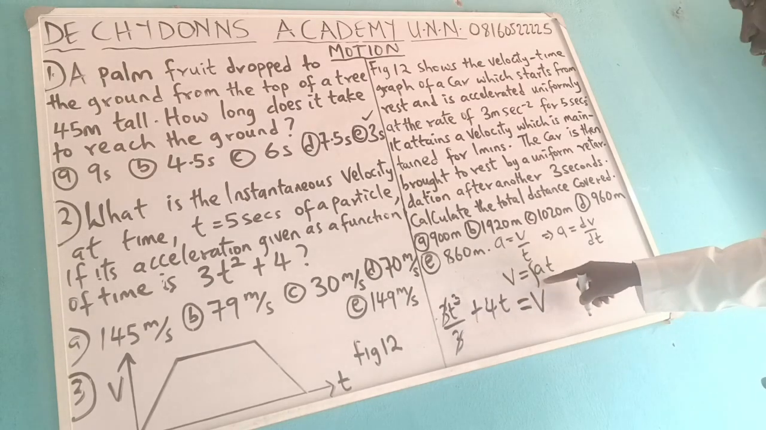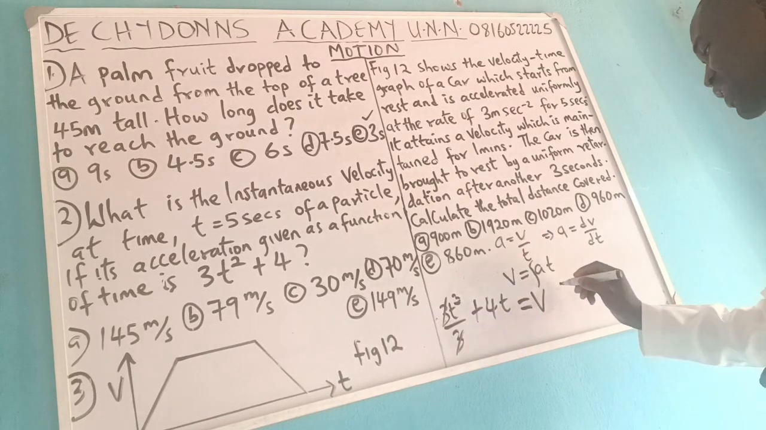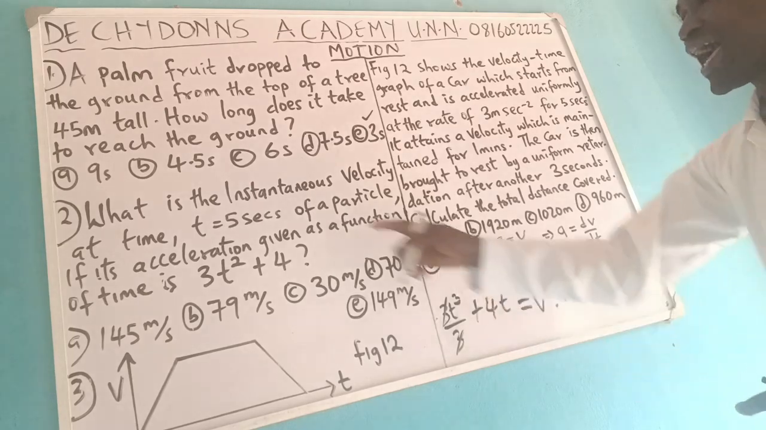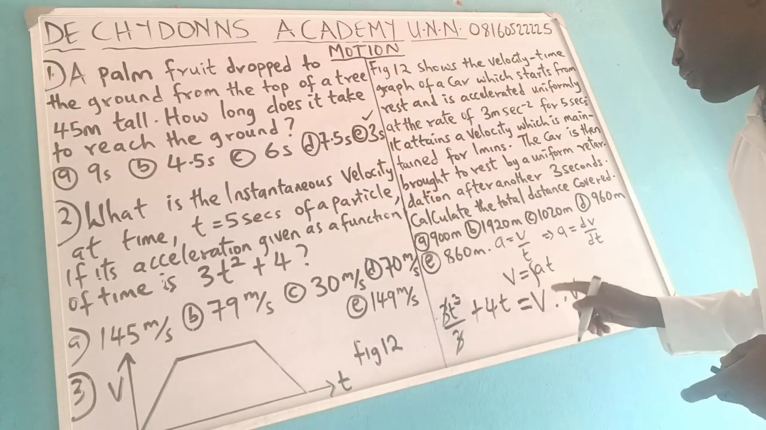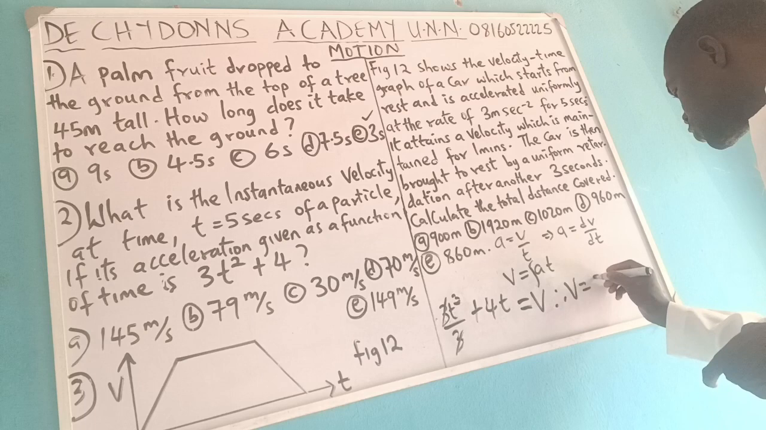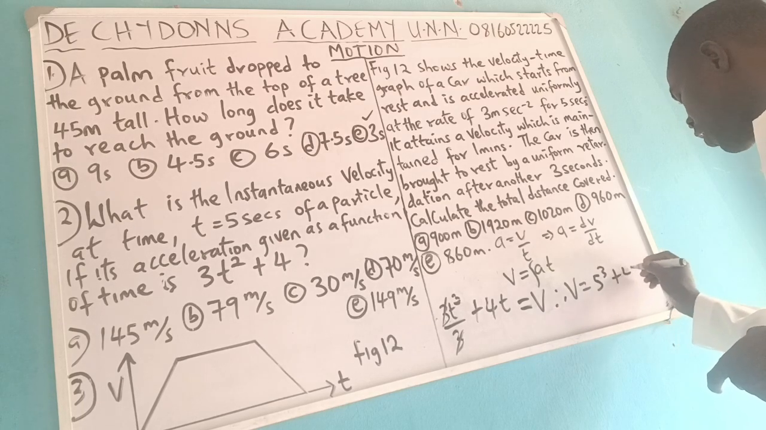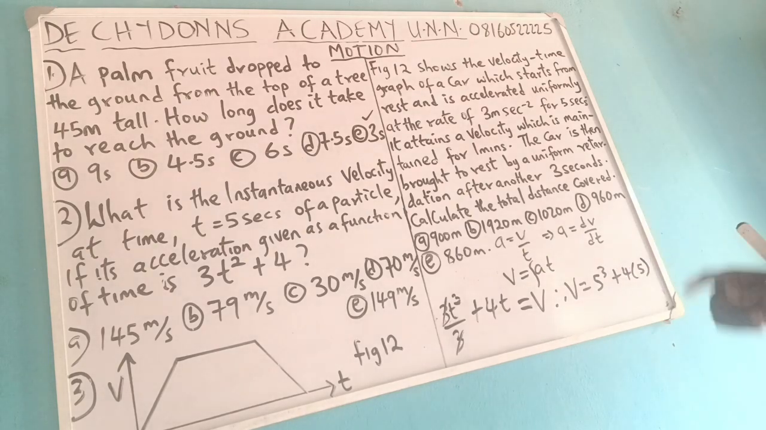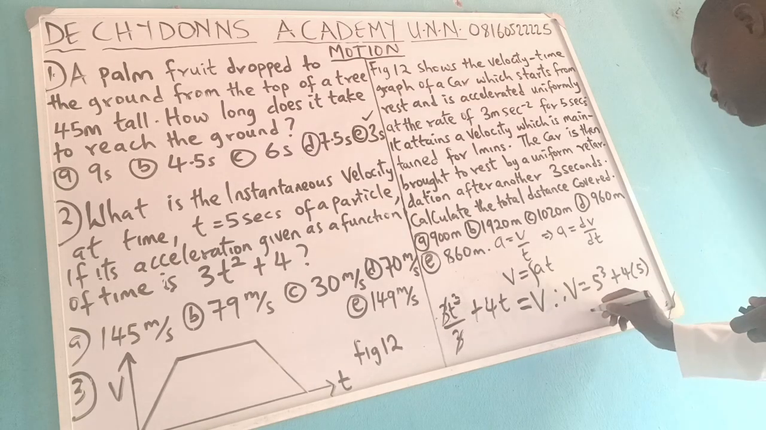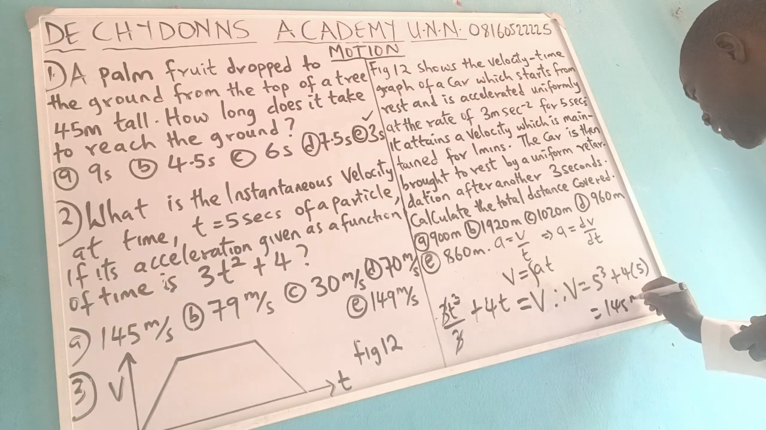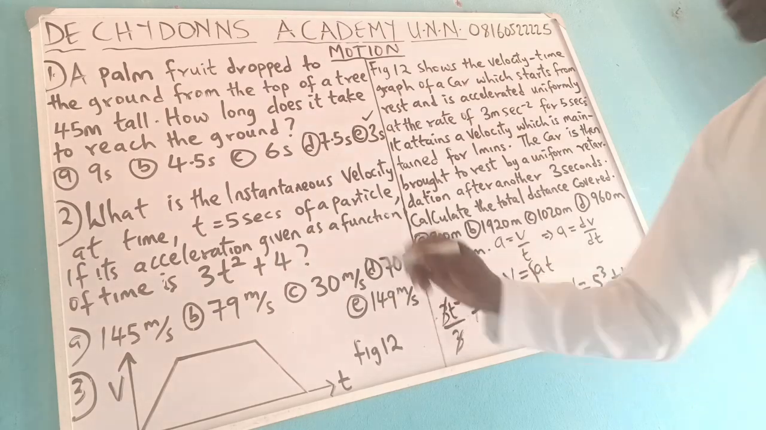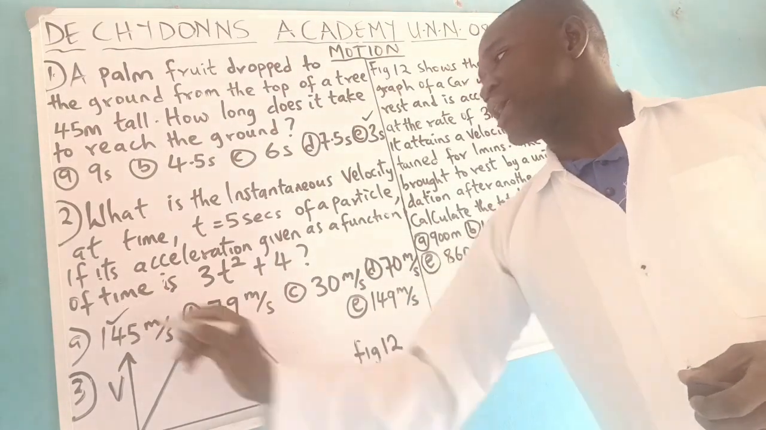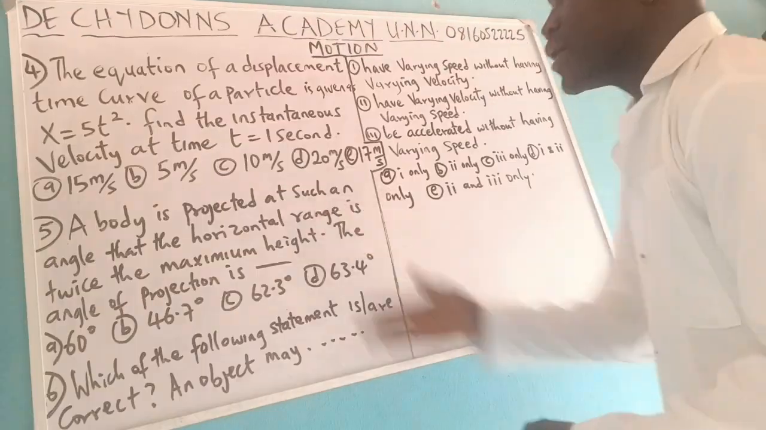Because we say when you integrate this, you have velocity. Therefore, velocity will be equal to, carry 5 and put here. 5 into what? 3 plus 4 bracket what? 5. That will be giving us 5 cubed, which is 125. 4 times 5, 20. 125 plus 20 will be giving you 145. 145 meter per second. So that means option what? A. This one, option A. Question 4.